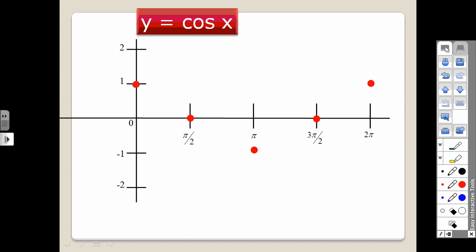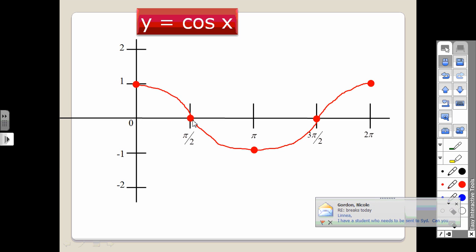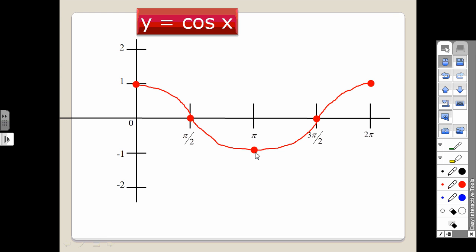Okay, so you're going to do your best to make this rounded, so we have like a valley, and we have a hill, like that. Ooh, that was much better than sine, wasn't it? Okay, so that's what cosine looks like. So what you need to remember is that cosine is going to start up at 1, go down to 0, down to -1, back up to 0, and then back up to 1.